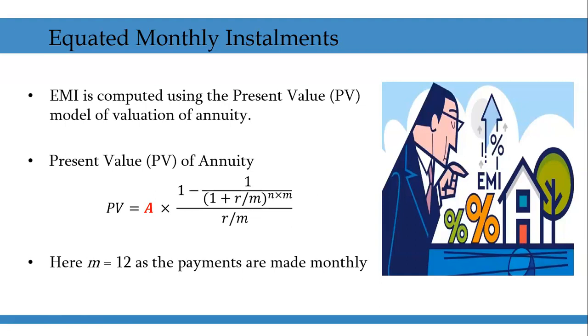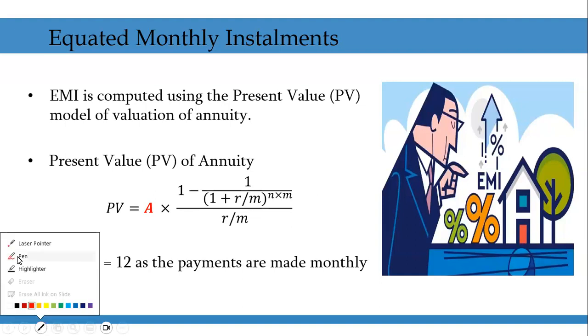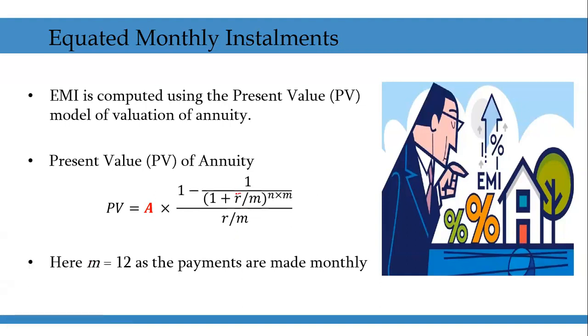The formula that we saw in the last session is the same, but the only difference is here we are going to convert the annual rate of return or rate of interest into monthly rate of interest by dividing it by M, where M is 12, and we are going to multiply the number of years by 12 in order to make it number of months. So R, or rate of interest, should be converted to monthly rate of interest, and the repayment period in number of years has to be converted to number of months.